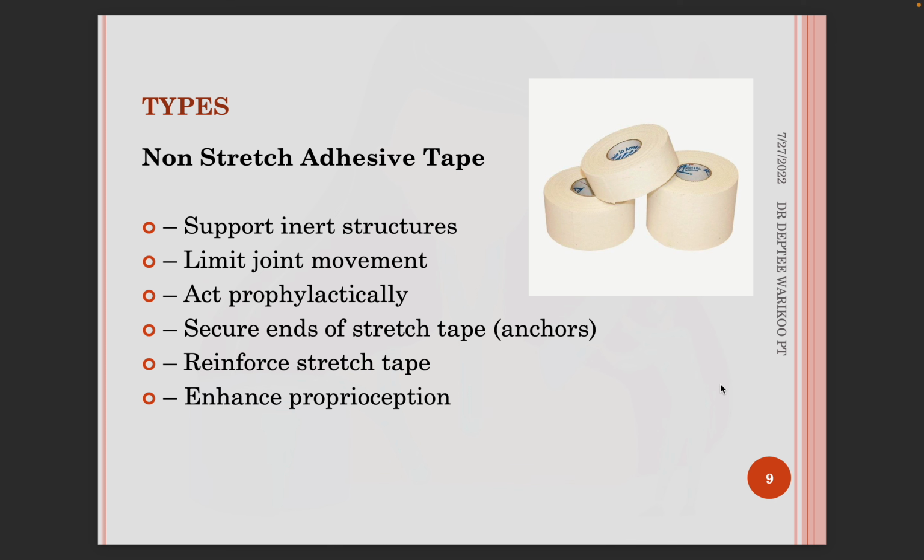Next are non-stretch adhesive tapes. These are mainly zinc oxide tapes, adhesive, non-elastic, and available in rolls of various lengths. They are slightly porous to permit some lateral glide or stretch, like shear forces across the bias of the tape. Non-stretch adhesive tape has a non-yielding cloth backing and is used to support inherent structures like ligament, capsule, etc., to limit joint movement, to act prophylactically, to secure the ends of stretch tape, to reinforce the stretch tape, and to enhance proprioception.